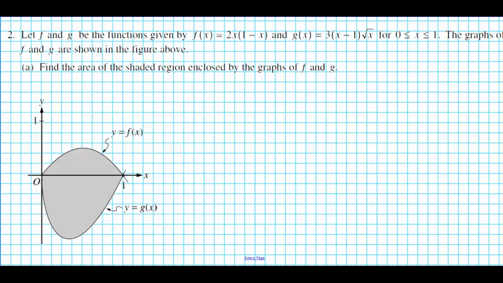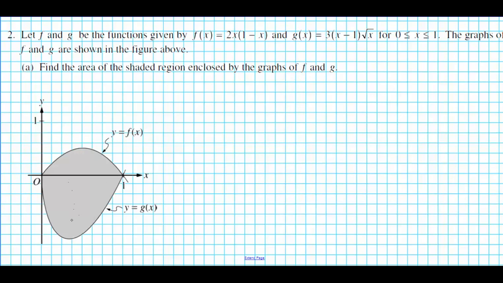It reads: let f and g be functions given by f of x equals 2x times (1 minus x) and g of x equals 3 times (x minus 1) root x, for 0 less than or equal to x less than or equal to 1. The graphs of f and g are shown in the figure below. Part A: find the area of the shaded region enclosed by the graphs of f and g.